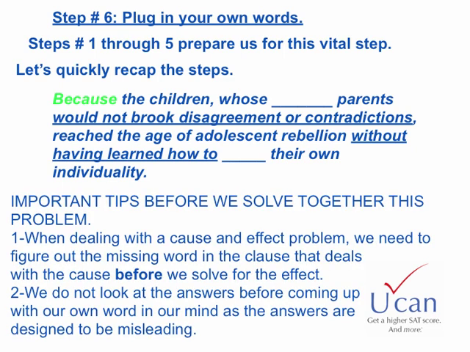Okay. Now, a very important tip before we solve this problem together: when dealing with a cause and effect problem, we need to figure out the missing word in the clause that deals with the cause before we solve for the effect. In other words, we have identified that this first clause here deals with the cause. So we've got to solve for this word first before we can figure out the second word, which deals with the effect. Okay?